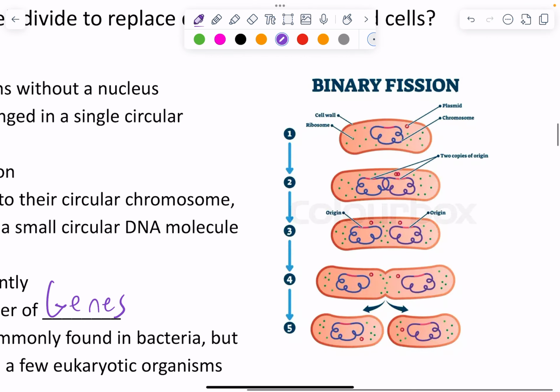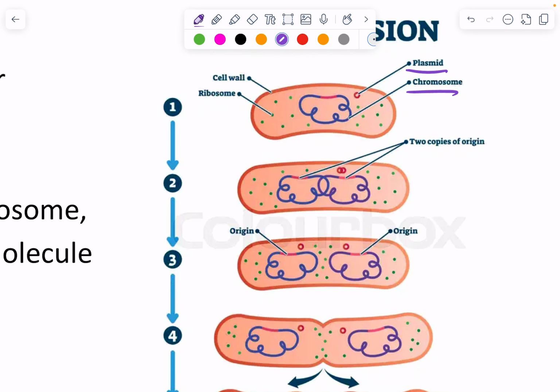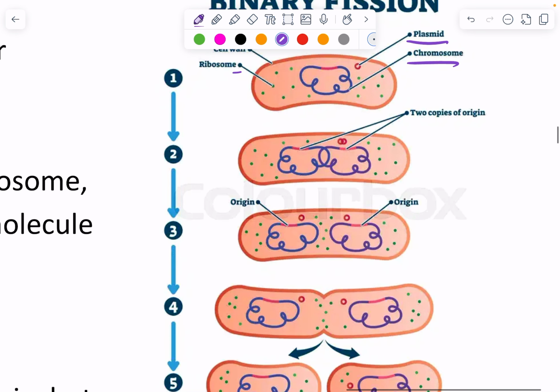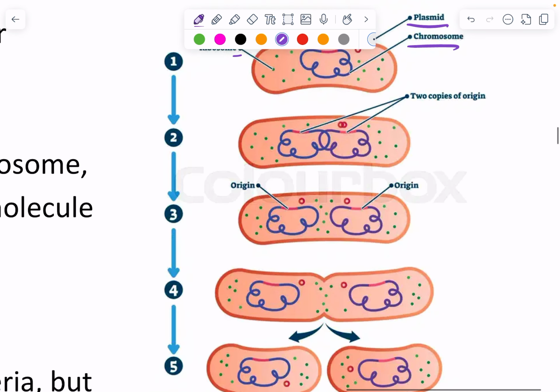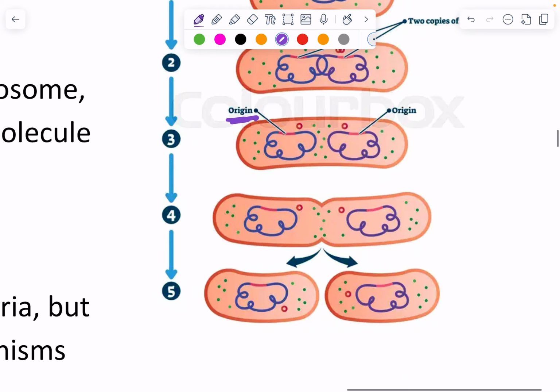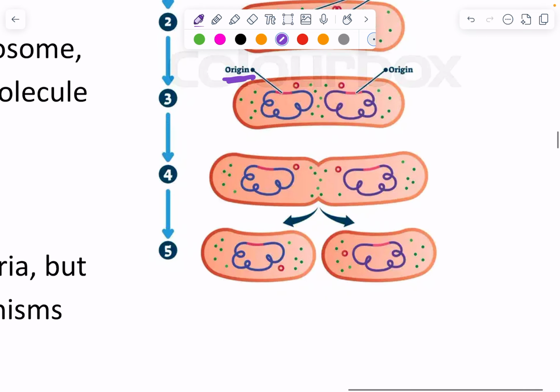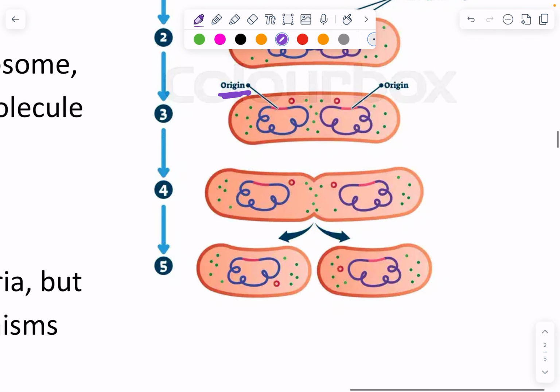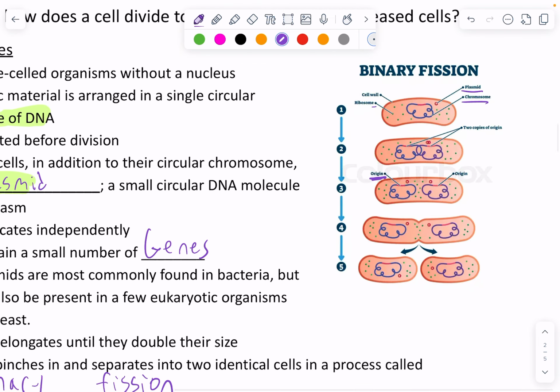If we take a look at this diagram, we can see the plasmids, we can see the single circular chromosome, and then over here we have ribosomes. For cell division, the circular chromosome will start to replicate at what we call the point of origin, or the origin of replication. Eventually, once everything has sufficient nutrients and sufficient size, the cell becomes two. Again, binary fission is specific to prokaryotes.